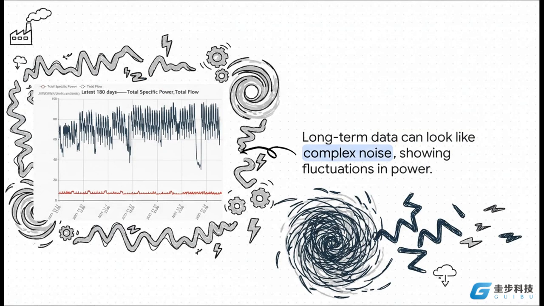Okay, so take a look at this chart. This is a fire hose of raw data from 180 days. You've got power up top, flow on the bottom. And, I mean, honestly, it just looks like a bunch of squiggly lines, right? Just noise. There's ups and downs, but you can't really tell what's going on. It's pretty much useless like this.